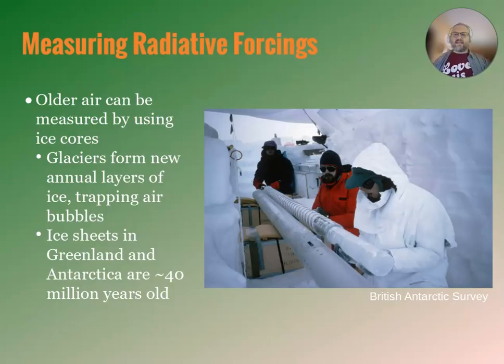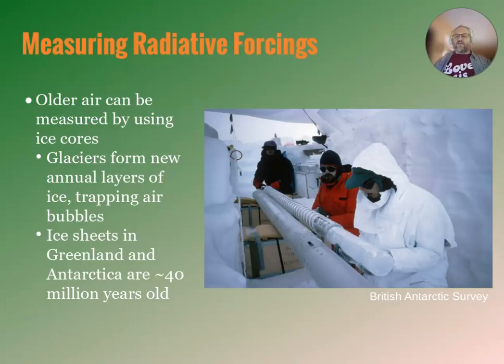So we can get access to that by drilling an ice core. So we can drill down into the ice sheet and then extract this cylinder of ice. And that's what you see in the photo there. Photo from the British Antarctic Survey, where they have drilled this ice core and they're taking it out of the metal tube that it comes out in.